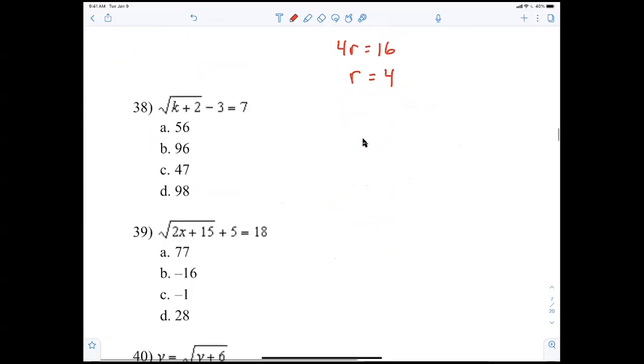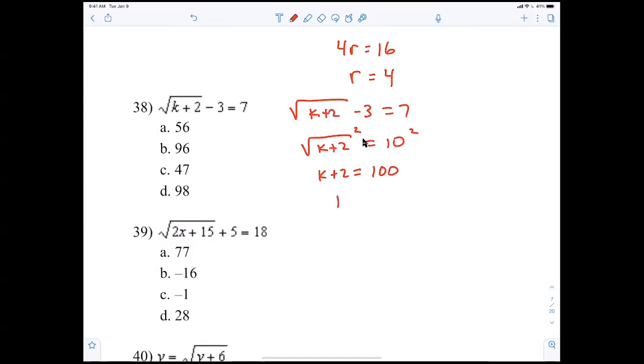So for 38, I have to do what first? Isolate. So plus 3, so plus 3. So square root of k plus 2 equals 10. And now we square both sides. So k plus 2 equals 100. So k has to equal what? 98. Everybody okay with that? Where do you get 100? 10 squared, right? Yeah. Everybody okay with 38?